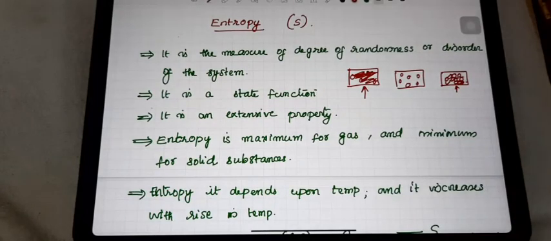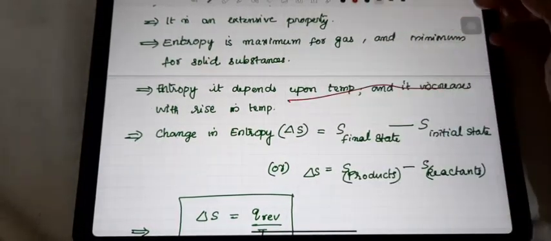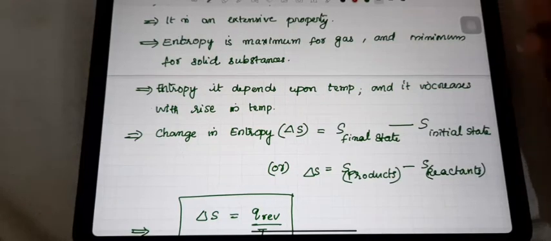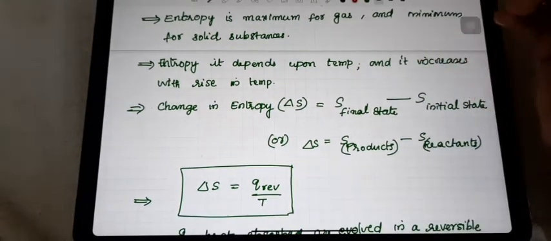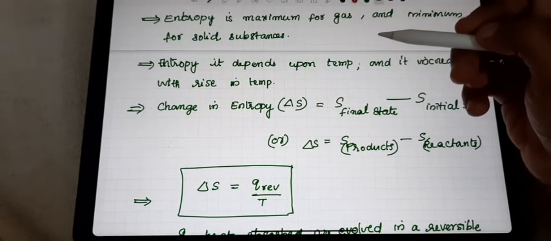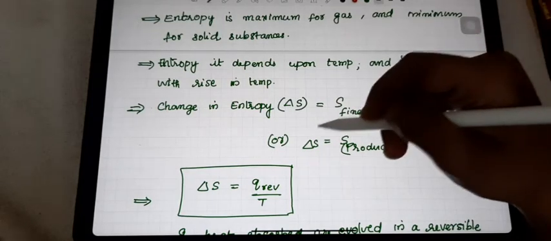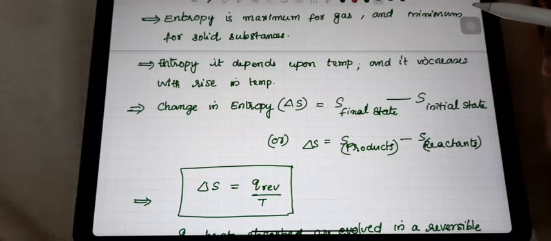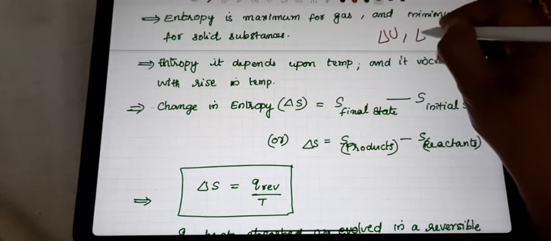That is one of the important physical significances of entropy. And we can say that entropy depends on the temperature. When temperature increases, automatically the entropy also increases. Then, as we discussed enthalpy change, here also we are introducing one more term, delta S, the change in entropy, the entropy change. Delta U, we said, is the internal energy change.